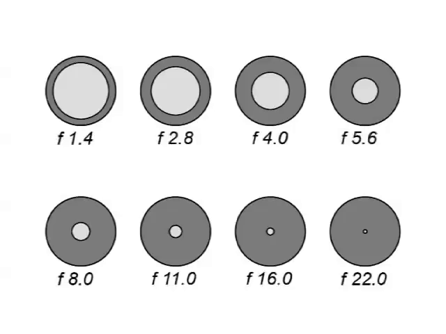The smaller the f number, the bigger the aperture hole. So an aperture of f1.4 is a bigger hole and will let in more light than an aperture of f22.